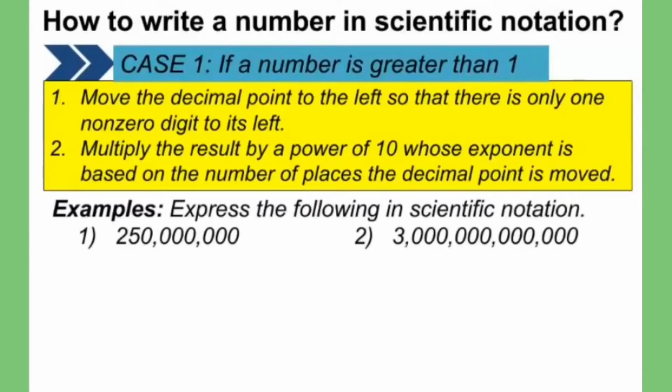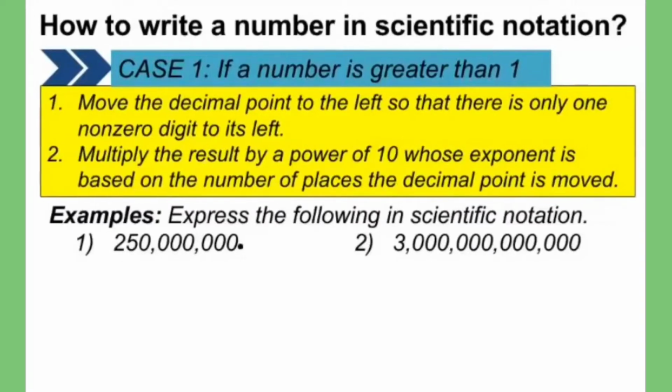First, we have 250 million. Alam natin na kapag whole number, ang decimal point niya ay laging makikita sa right side ng ating ones digit. Next na gagawin natin, i-move lang natin ang ating decimal point papunta sa left side para isang non-zero digit na lamang ang matitira sa left side ng ating decimal point. Simulan na nating i-move ang ating decimal point.